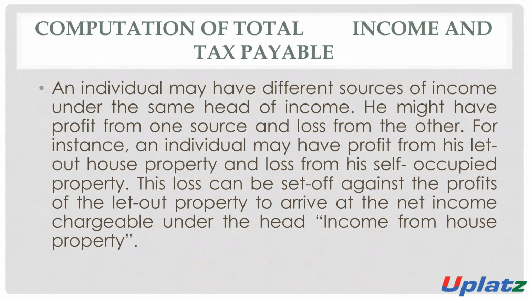For example, the assessee has a let out property as well as a self-occupied property. In the case of the self-occupied property there is a loss, and in the case of the let out property there is a profit. The loss can be adjusted with the profit, and after the set off we calculate the net amount taxable under the head of house property. So if there are losses in a particular head of income, there is a requirement to set off such losses.